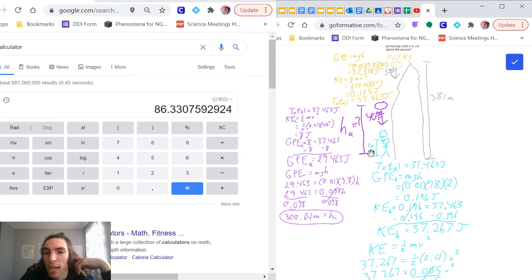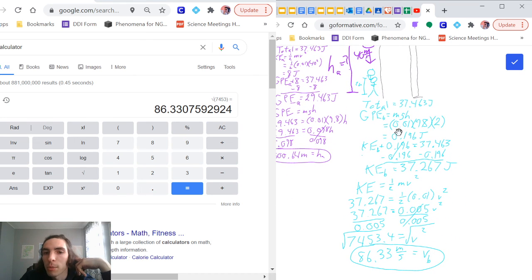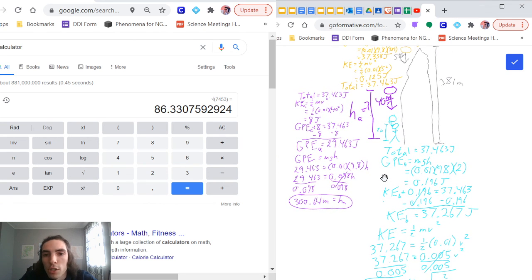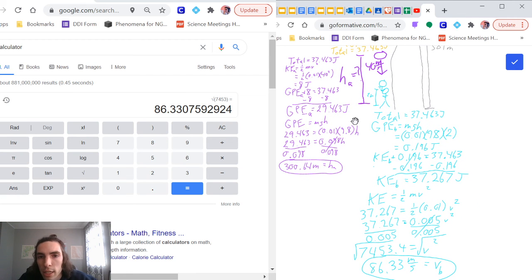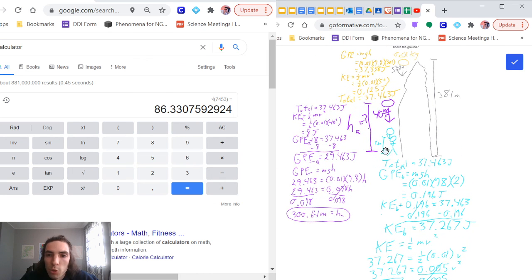Now, in reality, there probably would be some air resistance as this falls, and it's not likely that the penny would actually reach this velocity because there would be that external force to the system of this penny as it falls. But if energy is perfectly conserved, if this is an isolated system, then it would in fact reach this 86.33 meters per second once it gets around our head height.